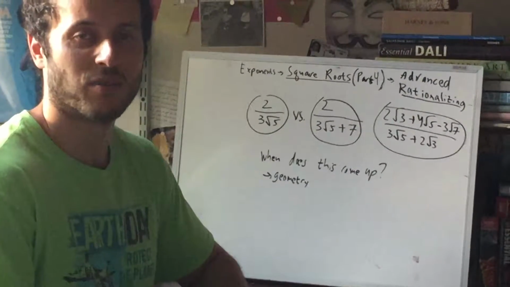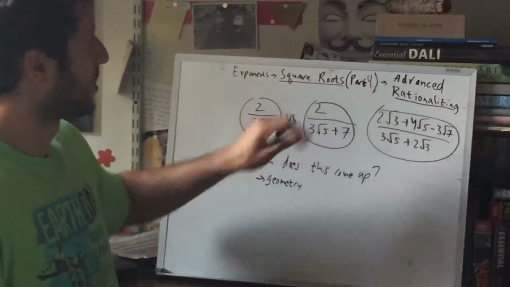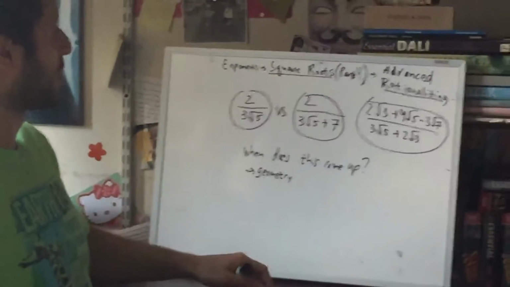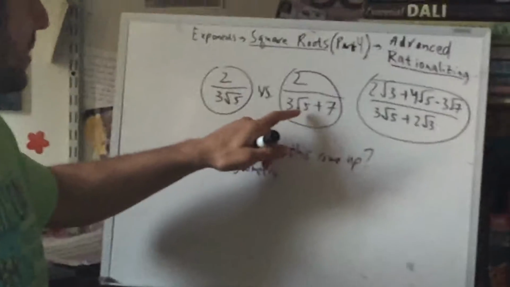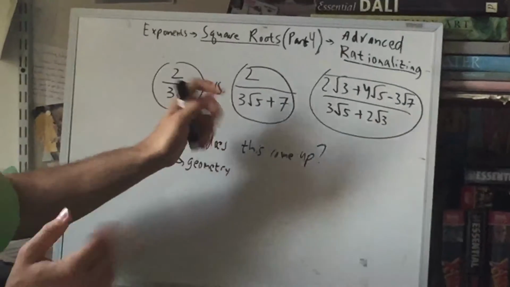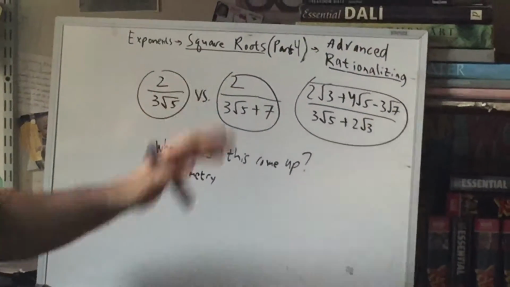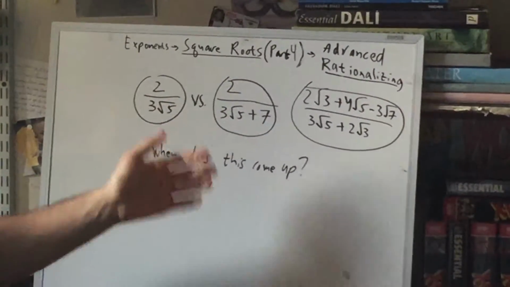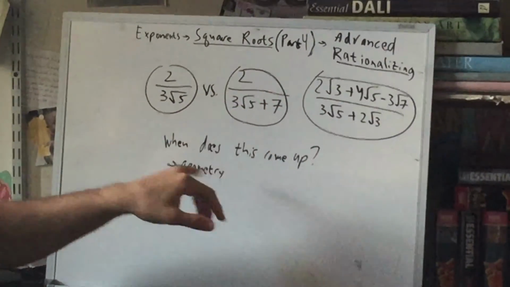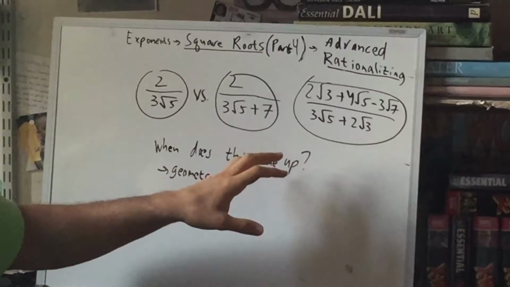Today we're going to talk about advanced rationalizing, which is going to ask the question of what do we do when we have a square root in the denominator and it's not that basic case from the previous video. So before we get into that, you might be wondering, this looks kind of crazy and intense. When does this come up? Why are we doing this in the first place?